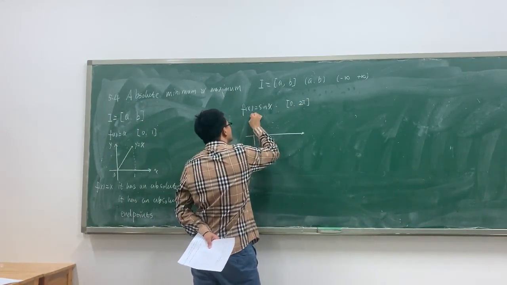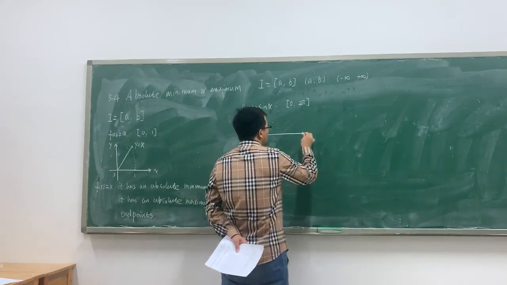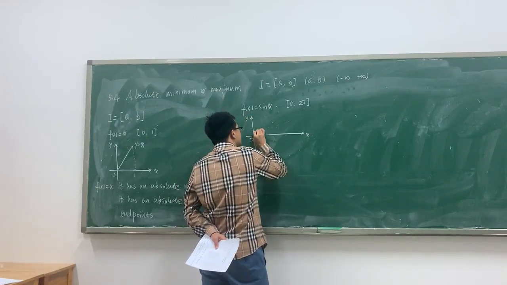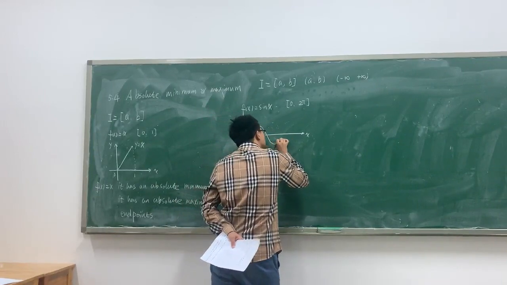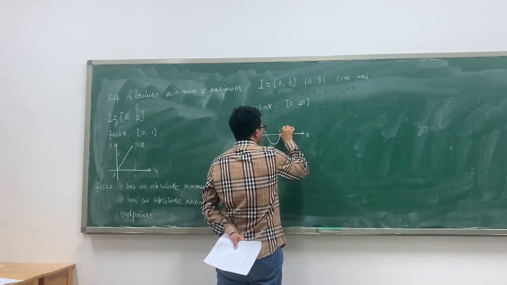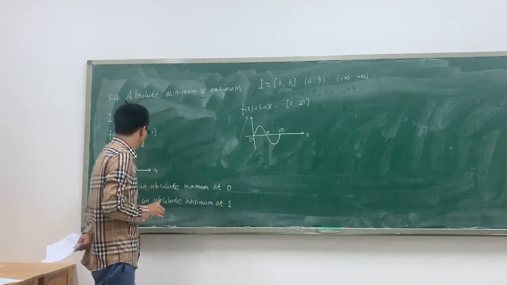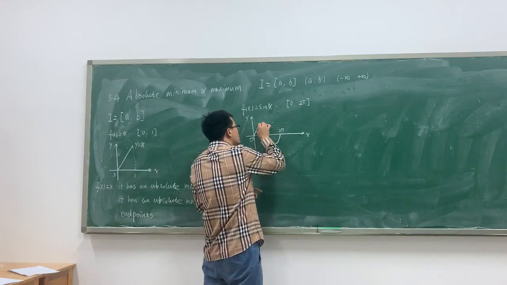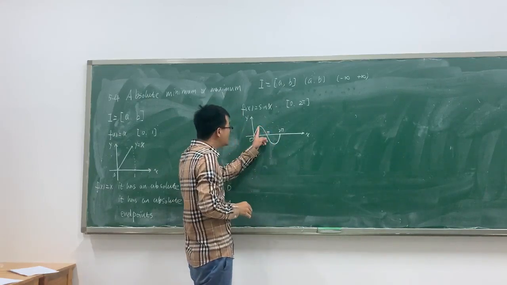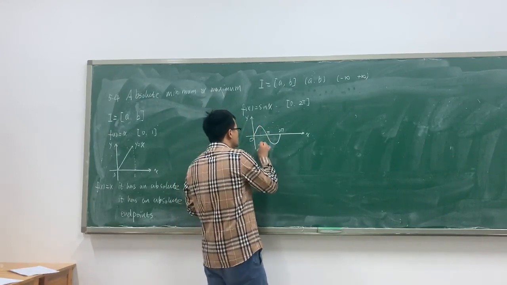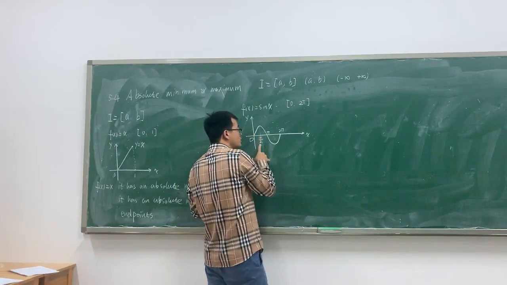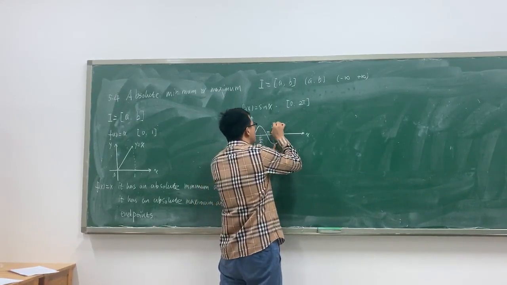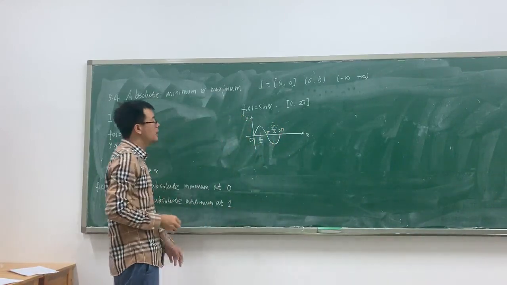f(x) is equal to sin x. Here is x, here is y, here is the origin, so here is the negative, 0, x, y. So here is 2 pi, here is pi. Now in this interval, we can see the absolute maximum is here at 1/2 pi, and the minimum is here at 3 pi by 2, yeah, 3 pi by 2.